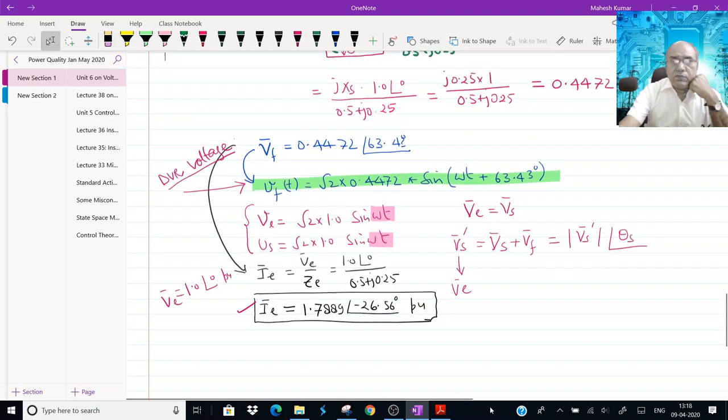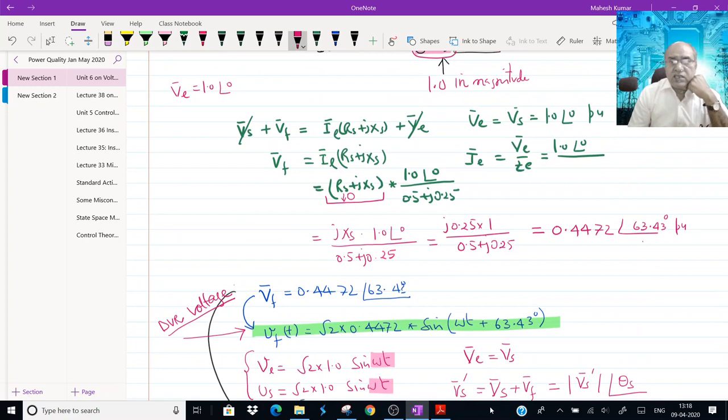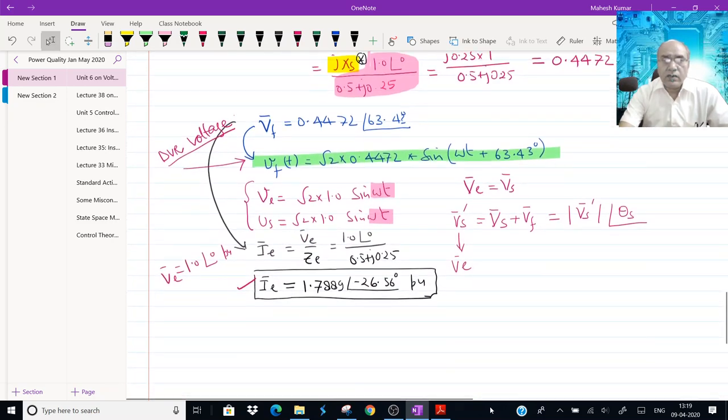This you can look at even here. You can see it here. This whole thing is IL. So this IL into J axis indicates that the voltage is 90 degree with the current, and hence this current and this voltage cannot form any real power, which means the compensator does not consume any real power. It just compensates the voltage while injecting the reactive power. Clear? Okay, so this is the first case.